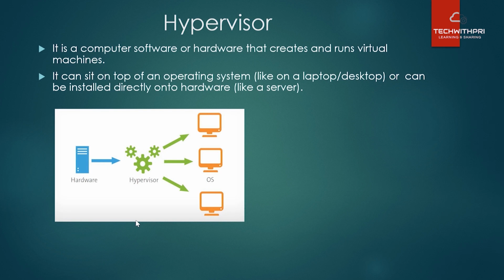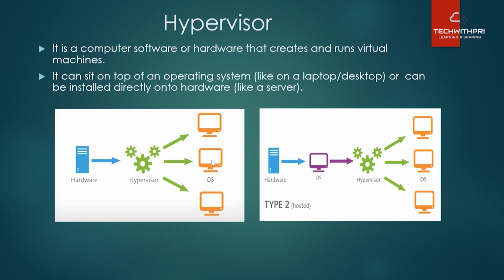It's very simple. For type 1 hypervisor, the hypervisor is installed at the hardware level, like a server we mentioned, and then it's creating three different virtual machines or virtual servers. In the next picture, we have type 2 hypervisor, where the hypervisor is installed at the operating system level. The hypervisor we are going to use, we will install in our operating system. So this is the concept of hypervisor.